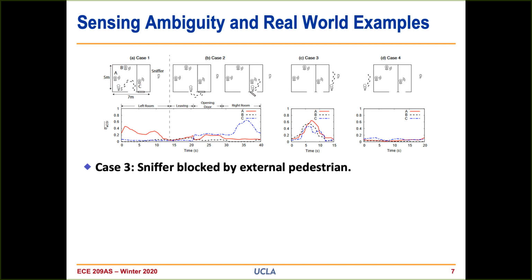In the third case here, we have the sniffer blocked by an external pedestrian. So having a pedestrian walk near the sniffer device causes a huge spike for all of the individual anchors, which could lead to, again, false positives. So the sniffer needs to be placed in a location that pedestrians can't walk and interfere with. And in terms of external users far away from the sniffer, they have almost no effect on the data. It's pretty much just the ordinary noise that you would get.